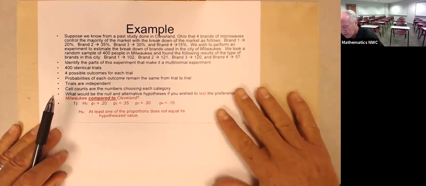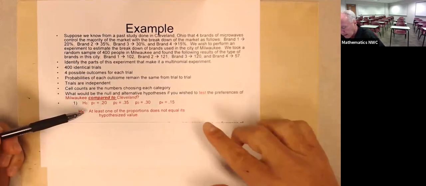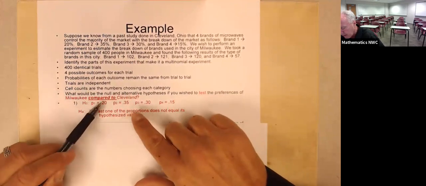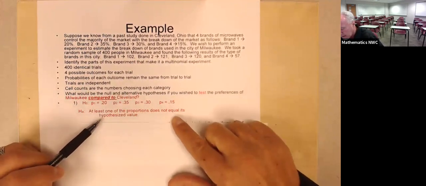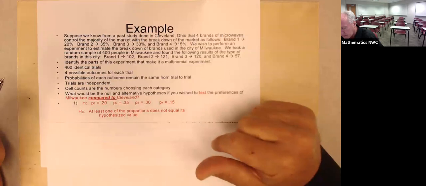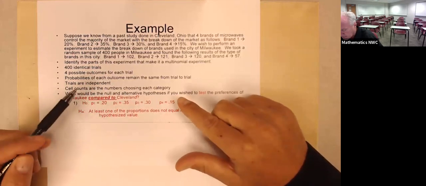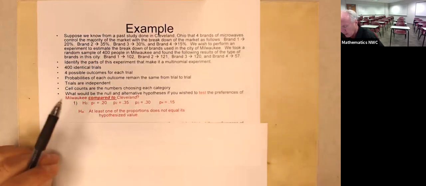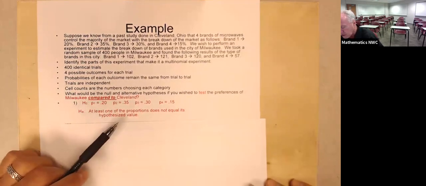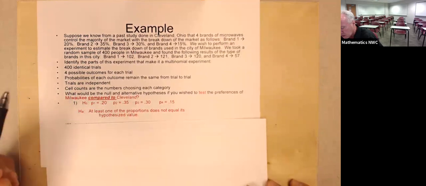Our alternative is always the same. At least one of the proportions, that's these 4, at least one of them, does not equal the hypothesized value. 99% of the time, if one of them doesn't, there's a second or a third that doesn't as well. But very occasionally, because of rounding issues, it could be just one.